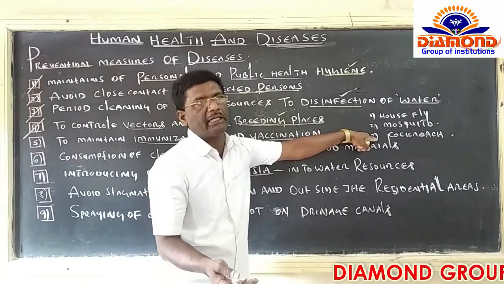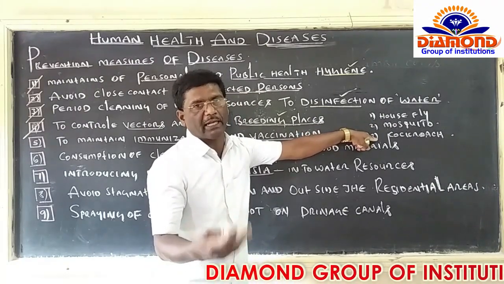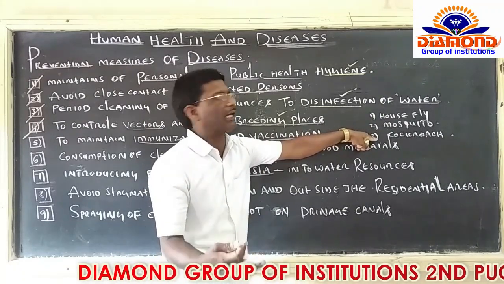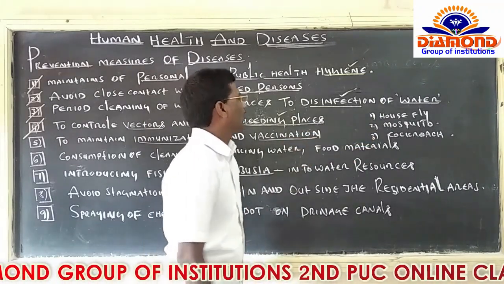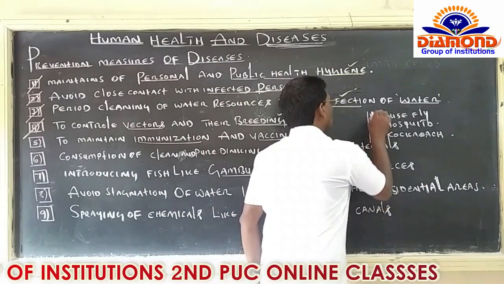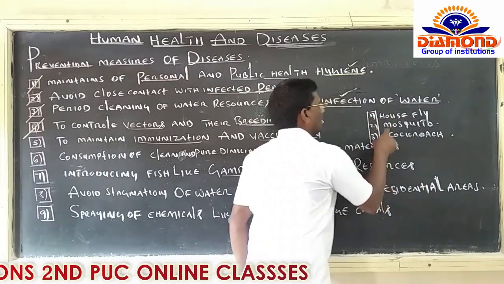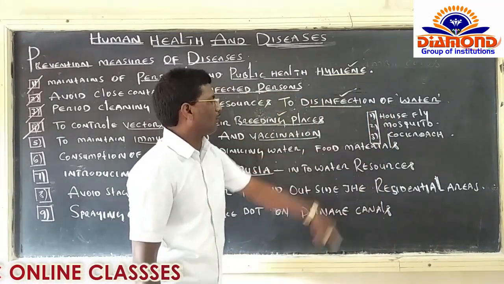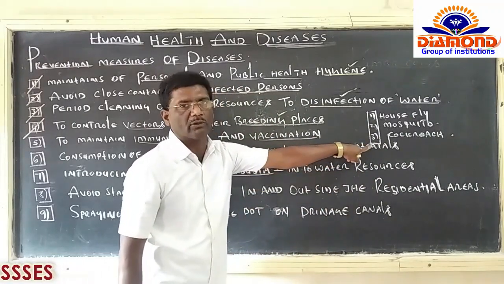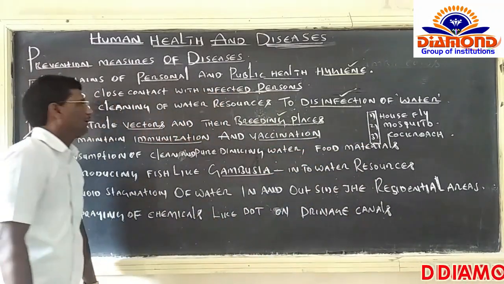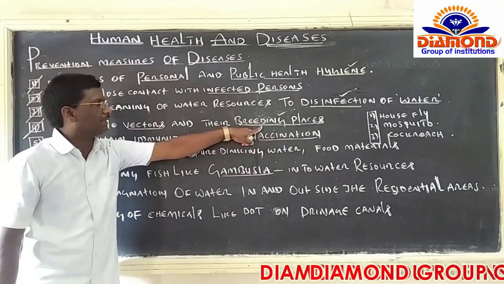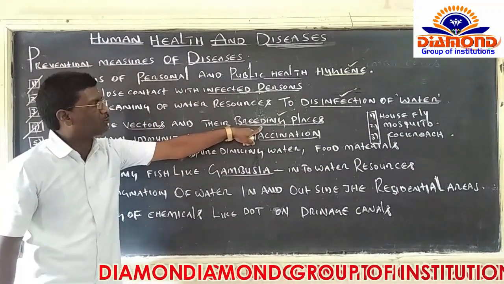It may be DDT, dichloro diphenyl trichloroethane, or whatever chemical substances are available. Control means we do whatever is needed to kill the houseflies, mosquitoes, and cockroaches. All three together we simply call vectors, right? And then breeding places. What do breeding places mean?